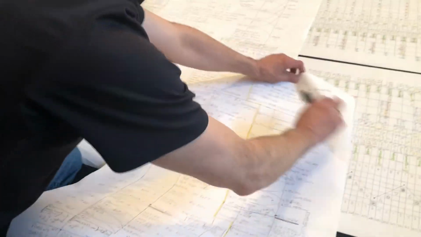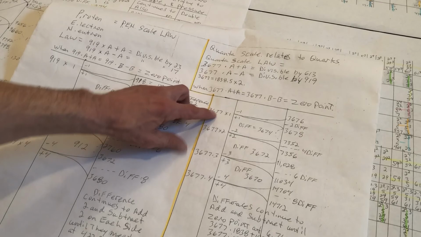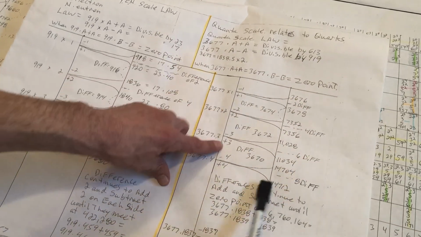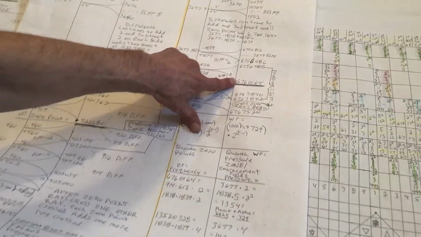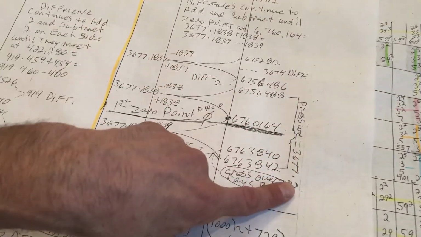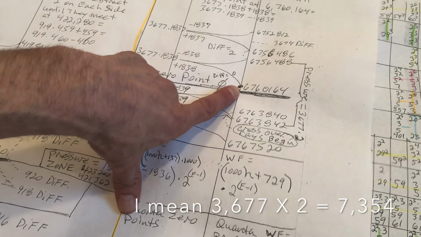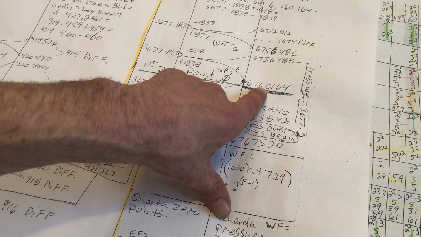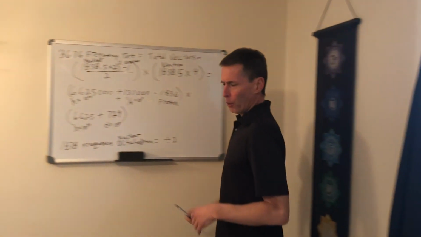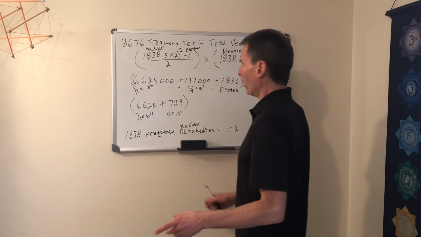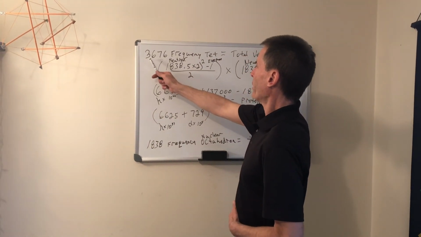So the 613 then and the 990 revolve around the 3,677 in the same way. First they miss by 2, then they miss by 4, then they miss by 6, and they just keep on missing until they hook up right here. They're missing by 3,677, and they hook up at 6,760,164.